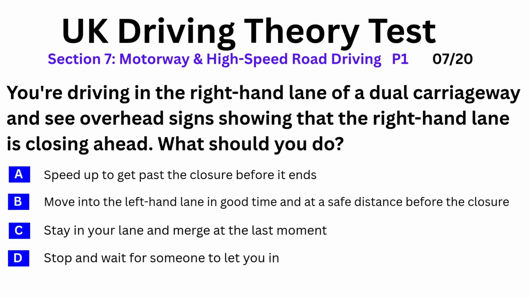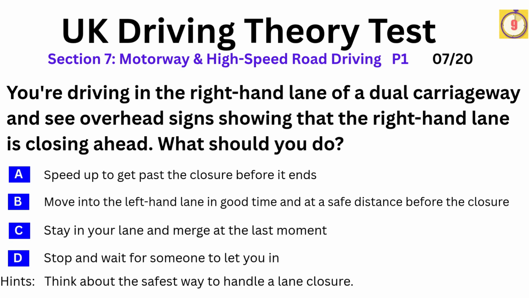You're driving in the right-hand lane of a dual carriageway and see overhead signs showing that the right-hand lane is closing ahead. What should you do? Correct answer is B. Move into the left-hand lane in good time and at a safe distance before the closure.